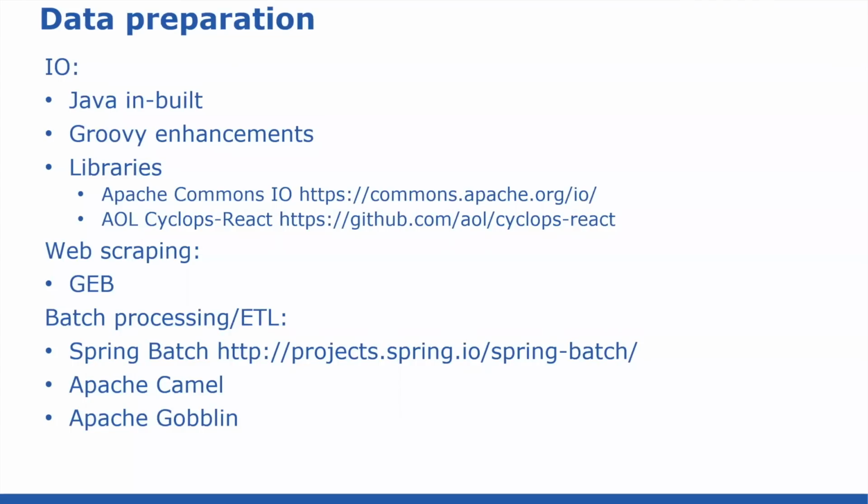If you wanted to do batch processing or ETL, there's Apache Camel and Gobblin do the ETL side of things. Gobblin's designed for sort of more streams. Spring Batch lets you do batch processing if you want.